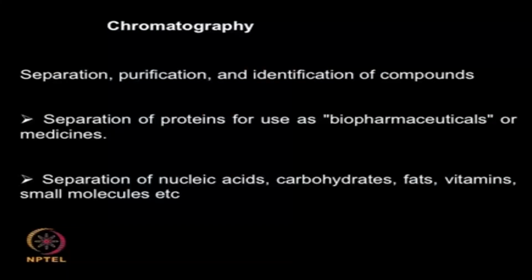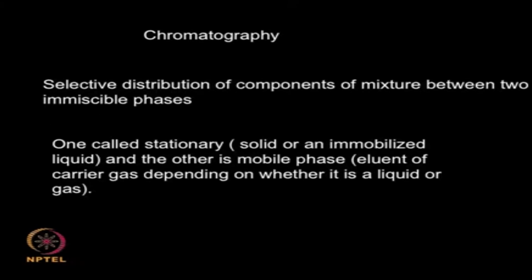So we use chromatography for separation, purification, even for identification of compounds. We can use, say, the high performance chromatography for identifying some unknown metabolites. So chromatographies are used in biopharmaceuticals or in medicine, chemistry for separating proteins, separation of nucleic acids, carbohydrates, fats, vitamins, small molecules, and so on actually.